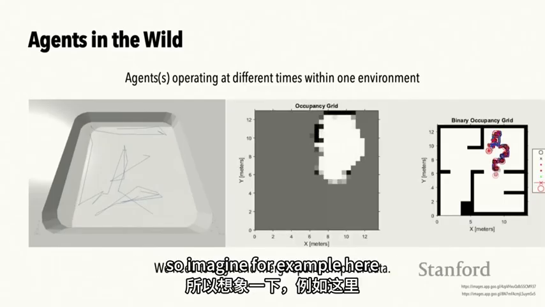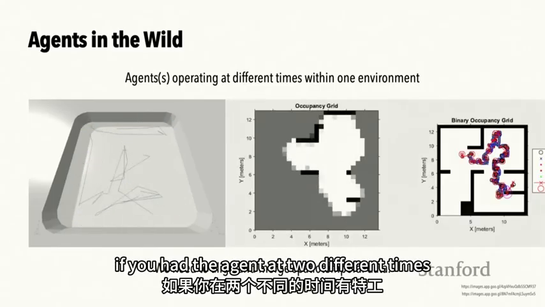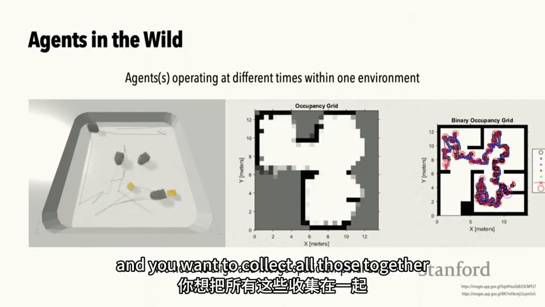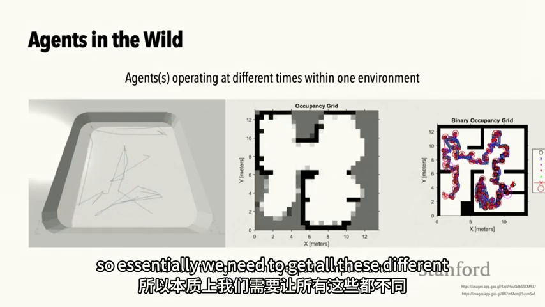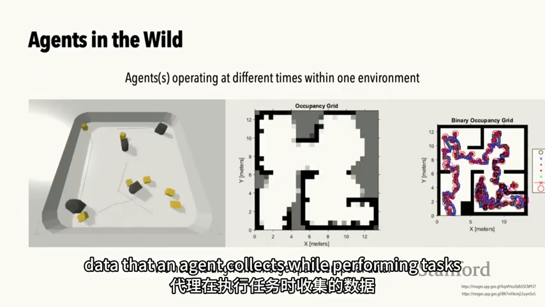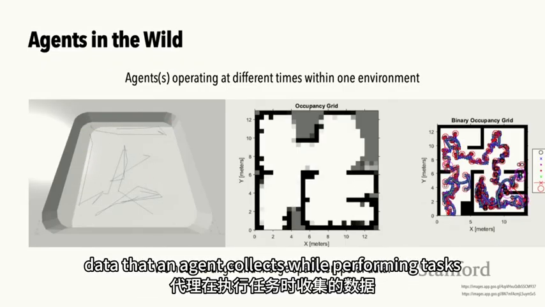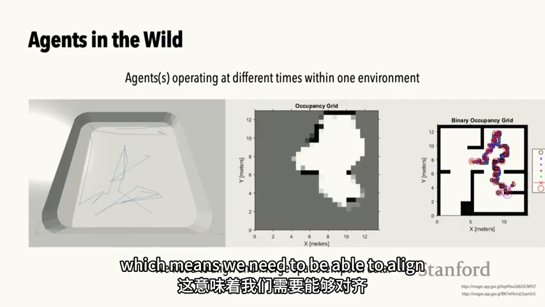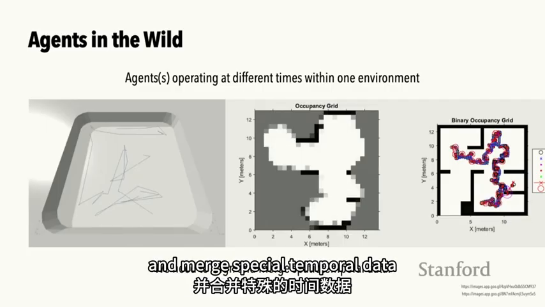Imagine, for example, if you had the agent at 2 different times exploring different parts of the environment, and you want to collect all of that together. Essentially, we need to take all the different data that an agent collects while performing tasks and create those evolving representations of the indoor environment, which means we need to be able to align and merge spatiotemporal data.